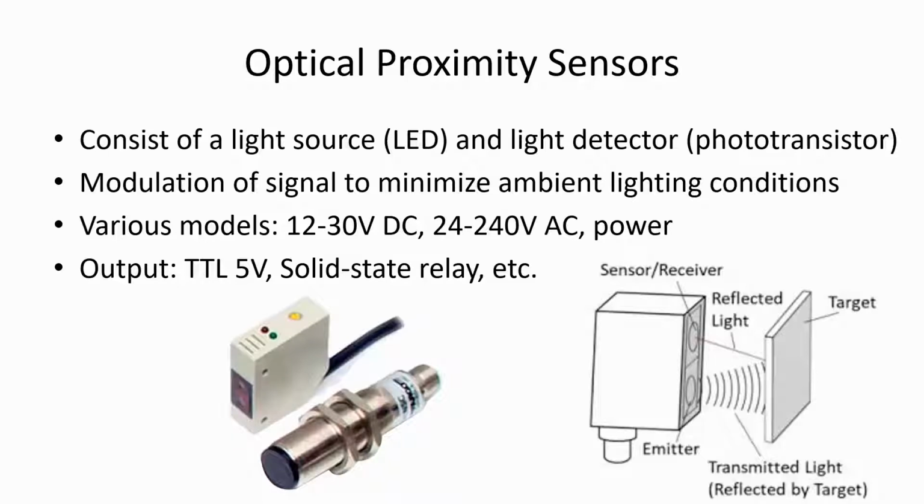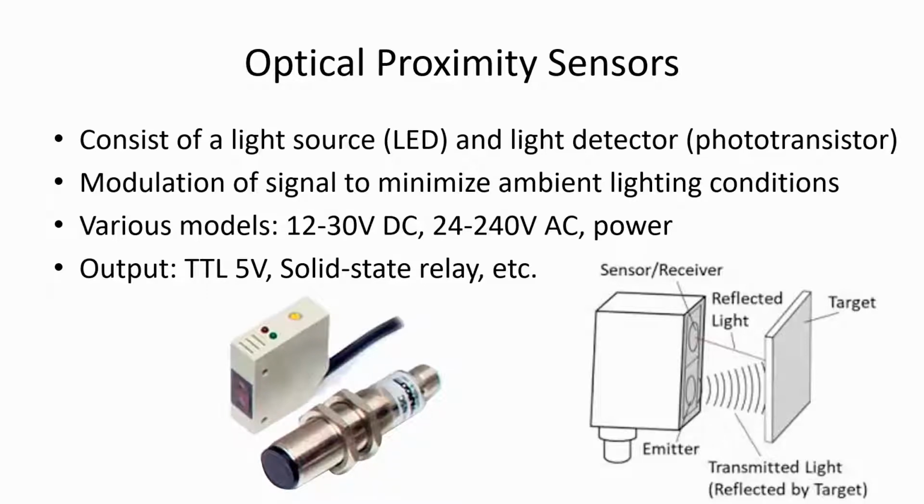So these optical proximity sensors consist of a light source. Normally an LED is used as a light source, and a light detector, a phototransistor, will be available. So it will have a transmitter and a receiver, we can say. The LED emits infrared light, and the phototransistor detects the infrared rays.